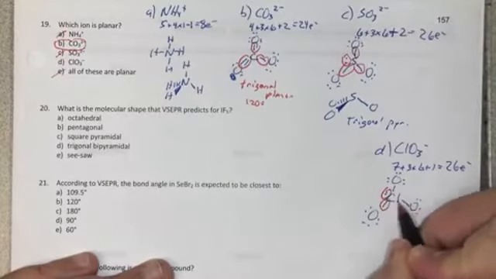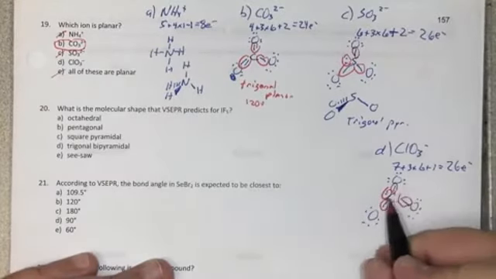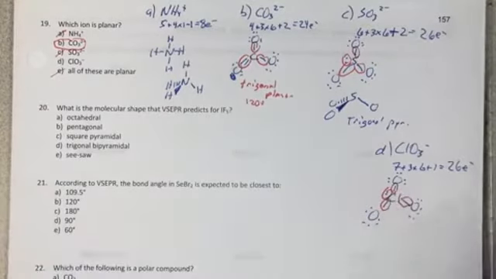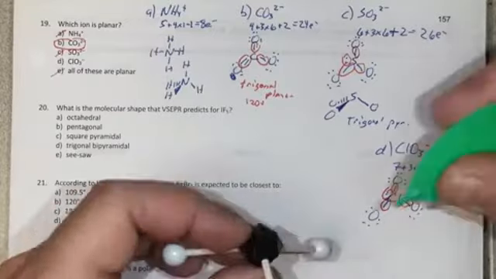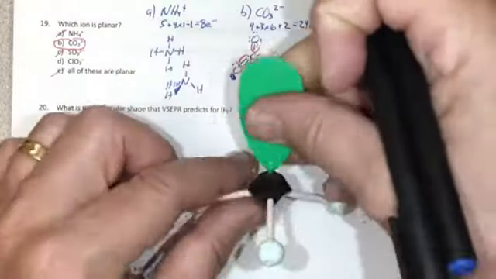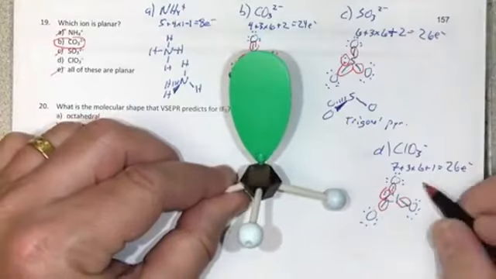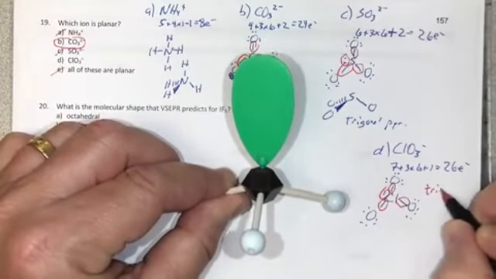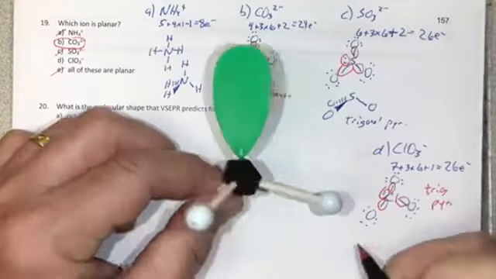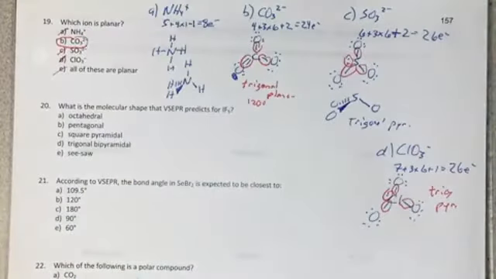There are 4 groups of electrons around the central atom, including 1 lone pair. And so this is another example of, if there are 4, it would be tetrahedral, but there's a lone pair here. So this is another trigonal pyramidal shape. It's not planar, and so D is not the answer. So 19, the choice is B.